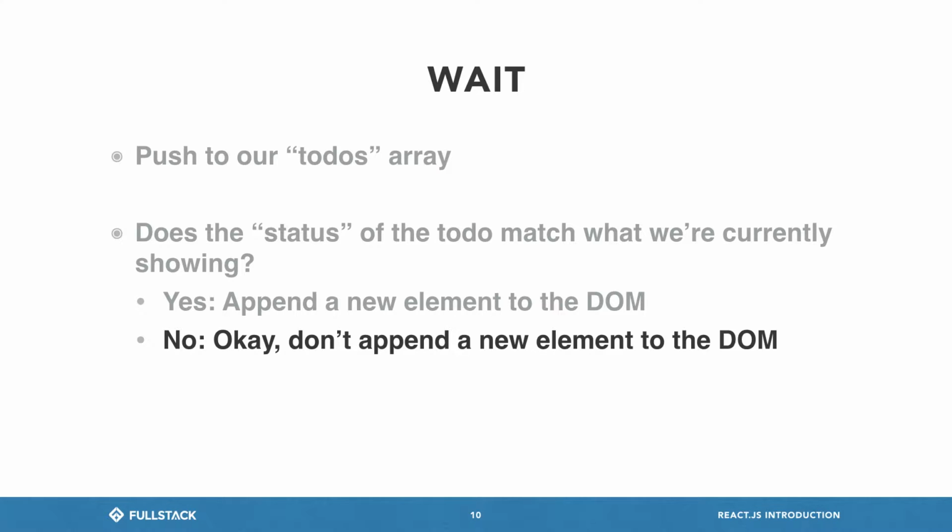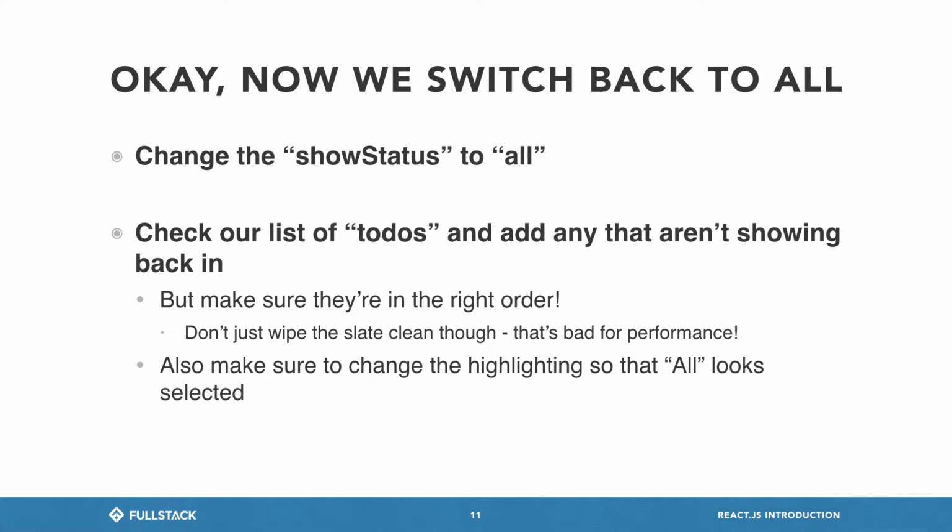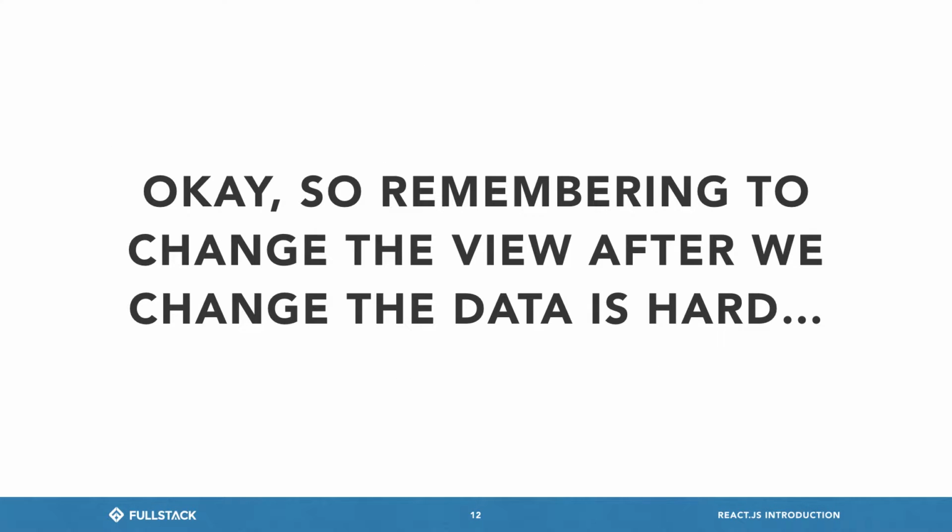If we don't append it to the DOM, then where do we put it? It might still be in our list, but we're not showing it on the DOM. But then we change our status. We need to check our list of to-dos and add in any that aren't showing back in. Or we could get rid of the whole thing and redo it, but that seems like a waste of effort. So we have more problems popping up now. Like, I just want to change some of the to-dos and not all the to-dos. And I don't really want to have to figure that out. So how we change the view after we change the data can be a hard problem.